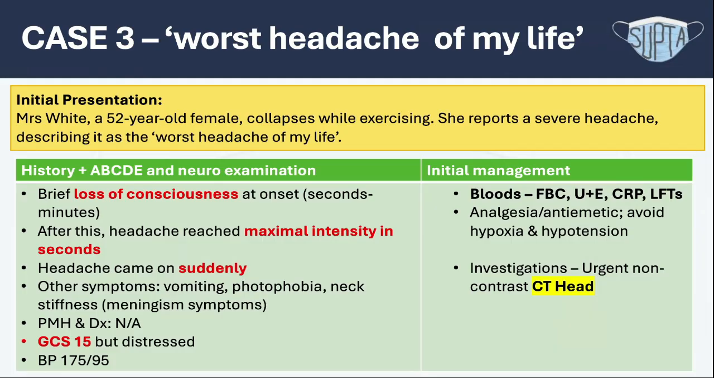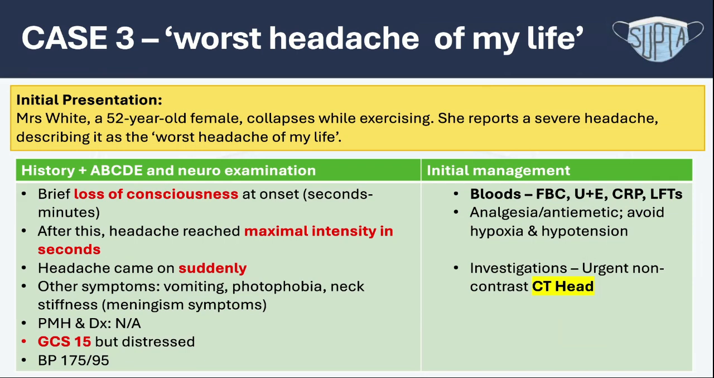So photophobia means light sensitivity, and along with neck stiffness, these are meningism symptoms, meaning features that suggest irritation of the meninges by blood in the subarachnoid space. Her past medical history is unremarkable. Her GCS is 15, so she's fully conscious. She's clearly distressed. Blood pressure 175 over 95. Elevated blood pressure fits within a possible acute intracranial event.